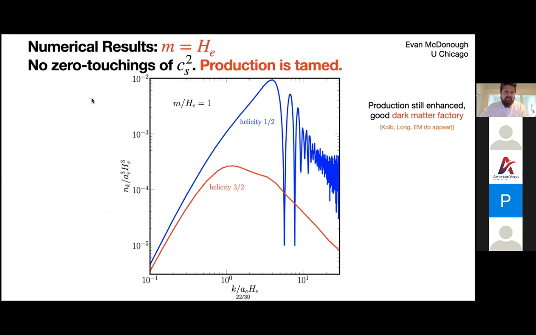The only minimal change you have to make to shut this off is to just raise the mass up to the Hubble scale. In this case, there are no zero touchings of the sound speed. It goes down to 0.4, and the production is tamed. Now you find that it goes up and then turns over and starts oscillating. The helicity 1/2 is still enhanced from these oscillations and its reduced sound speed, which makes it a good dark matter factory, and that's what we're working on now. But the feature that it goes and goes and goes is tamed.